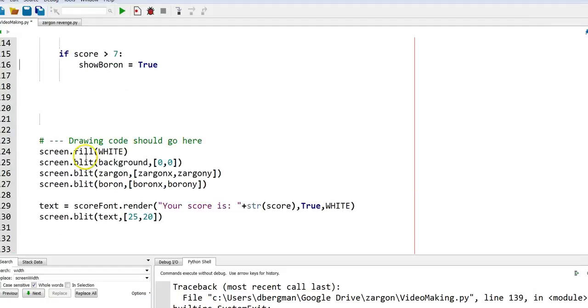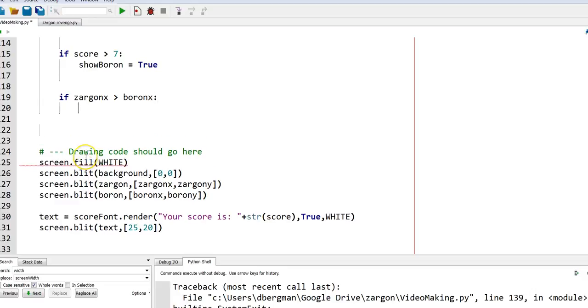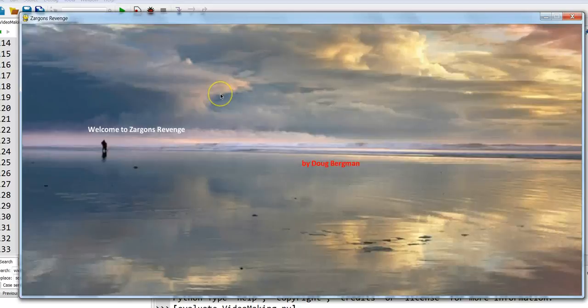So let's look at how that might look. If we go into our code here, we could say if Zargon X was ever greater than boron X, we wanted boron to move to the right. And we know that we can increase the value of boron by some amount, 3 or something like that. So if Zargon's X is ever larger than boron's X, which means he must be to the right of him, then at that point in time, boron's X will increase by 3. And it's going to do this continuously, so let's see if that actually works.